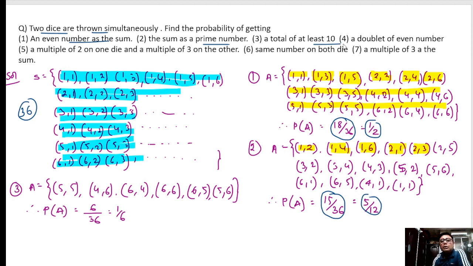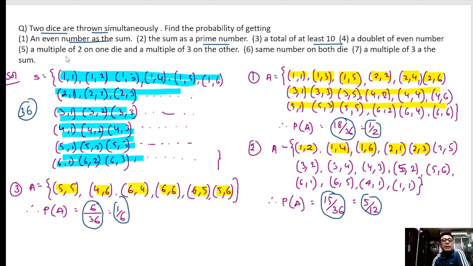Next, a total of at least 10. That means 10, 11 and 12. The total should come 10, 11 or 12. So see, this is giving me 10, 10, 10, 12, 11, 11. So in total there are 6 options out of 36. So that is the answer, right?